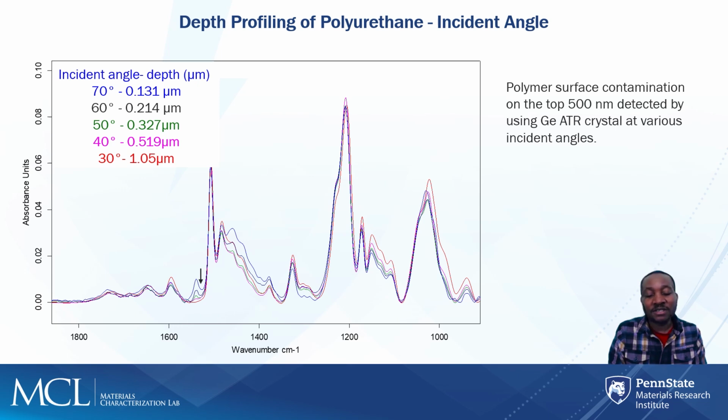So this is a classic example of how you could use attenuated total reflection and angle resolved attenuated total reflection to probe the surface of your sample and look for surface contamination.